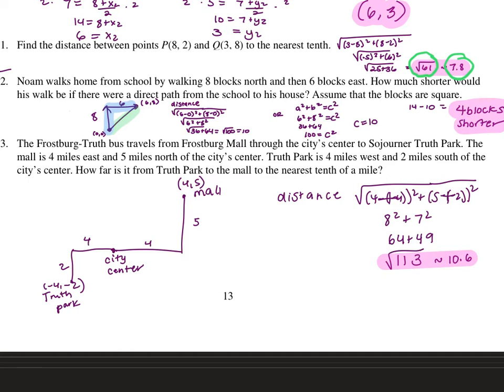53 travels from the mall through the city center to the park. So that's this first one. It goes 4 miles east and then 5 miles north. The other one goes 4 miles west and 2 miles south. So you can make coordinate points from those. The mall would be 4, 5, and the park would be -4, -2. And then to find the distance between them, I would just use the distance formula with those 2 coordinate points. And again, if it said to round to the nearest tenth, we're going to approximate. If it doesn't, I would keep it as square root 113.